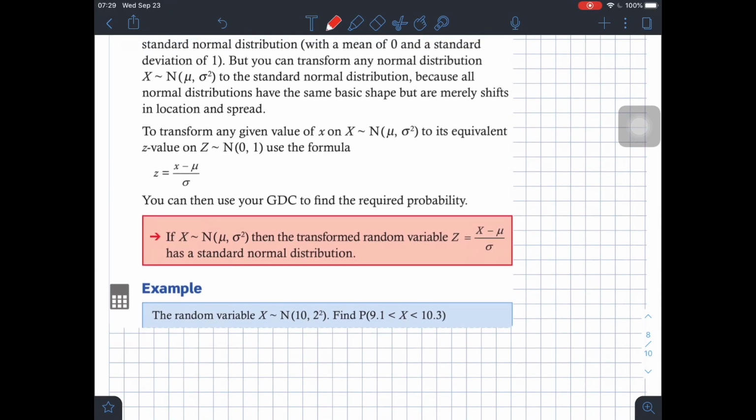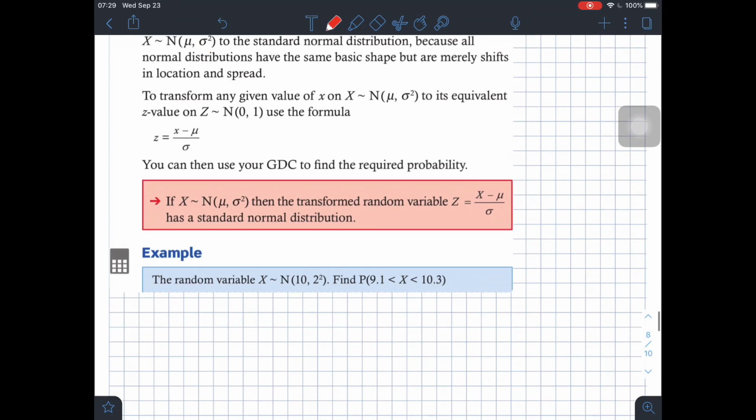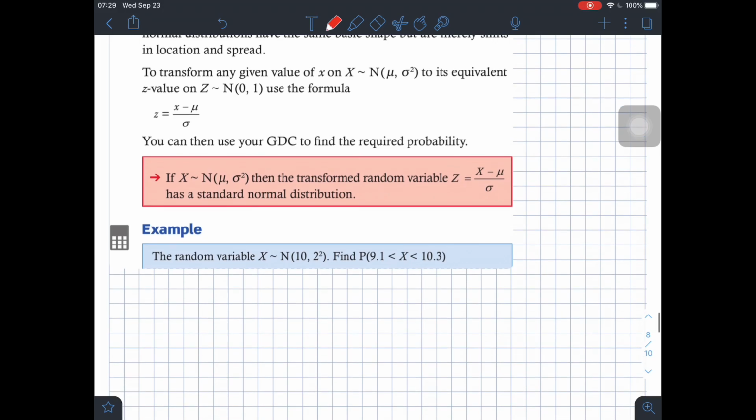Okay, it says to transform any given value of x of this normal distribution to the equivalent standard normal distribution, we use this formula, which is available in the formula booklet. It says the z value is equal to the x value minus the mean, over the standard deviation of our normal distribution, right? Okay, it says you can then use your GDC to find the required probability.